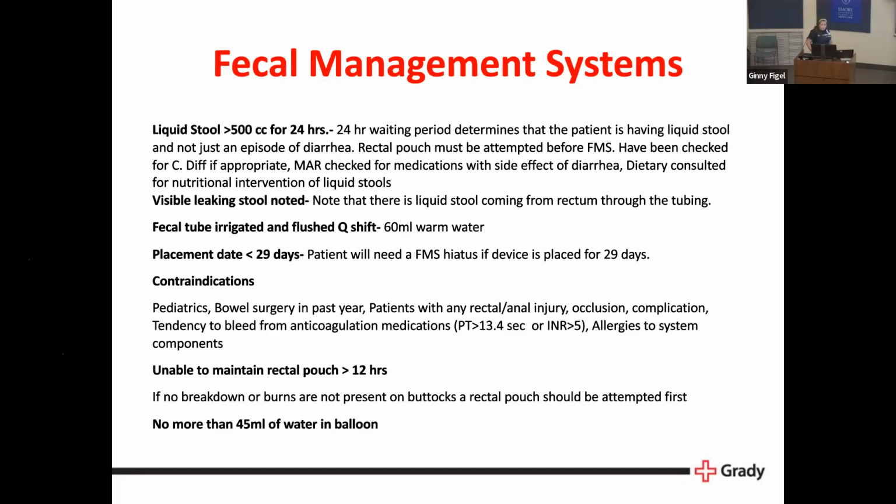Okay. And then we want to look for contraindications to using them. So we don't use them in pediatrics. We don't use them in someone that's had a bowel surgery recently, or if they have a rectal or anal injury. If there's occlusion, complications, or if they have a tendency to bleed with whatever is going on with their disease process. And then allergies, of course, allergies to everything.